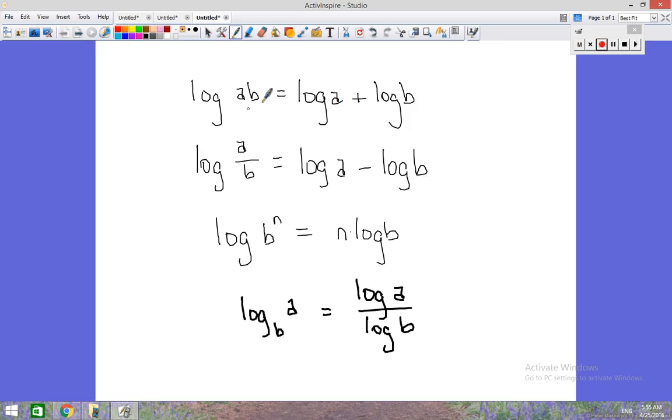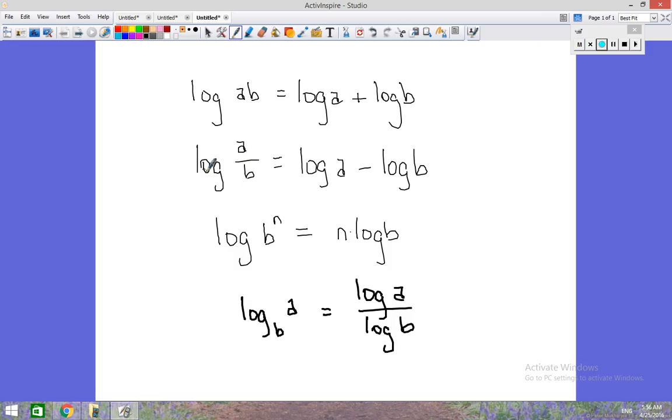So as long as this is a composite number, even if it's a prime number like 3, we could have 3 times 1, and you have the log of 3 plus the log of 1. Doubtful that you would use that. The log of 1 is 0, but the property holds true for all values. They call this the product rule because product is just another word for multiplication. Here we have the quotient rule. Quotient is just another word for division.